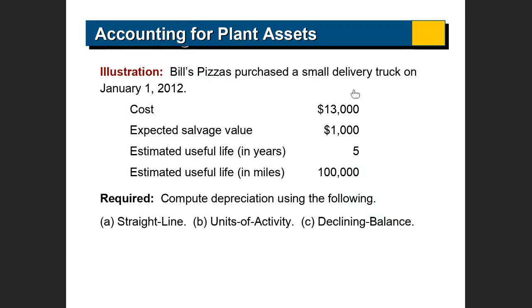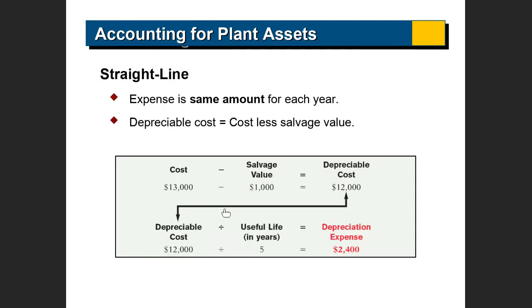Wheel Speed's a small delivery truck. The cost is 13,000. Salvage value is 1,000, and it's good for 5 years. So let's take a look at the straight line depreciation first. What happens? Very simple. The cost is 13,000 minus the 1,000 salvage value. So we will depreciate 12,000.